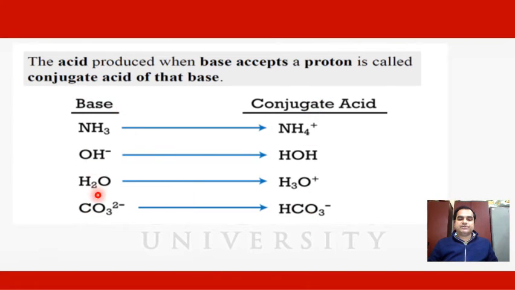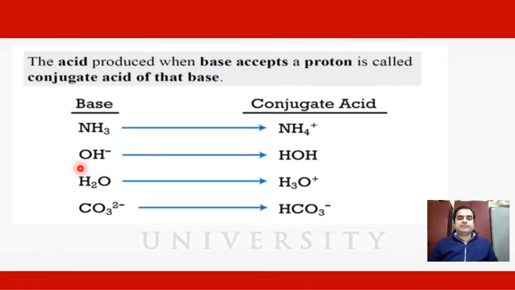of these bases. Suppose we take ammonia as a base. When it accepts a proton, it produces the ammonium ion, which is the conjugate acid of the ammonia base. Similarly, if we take another example, OH minus ions, after accepting a proton it forms HOH. So in this case the HOH species will be the conjugate acid of the OH negative ion base.